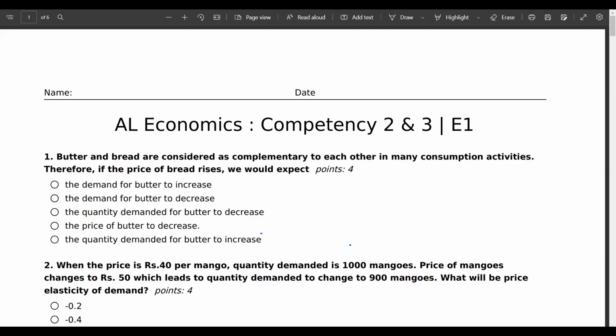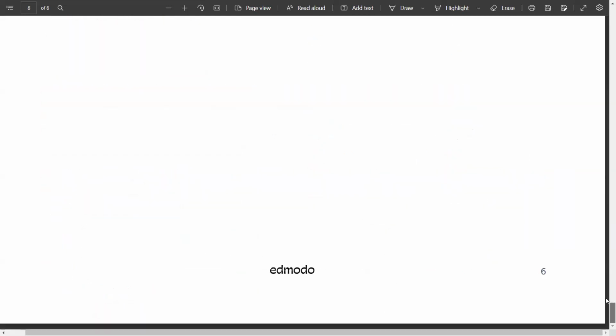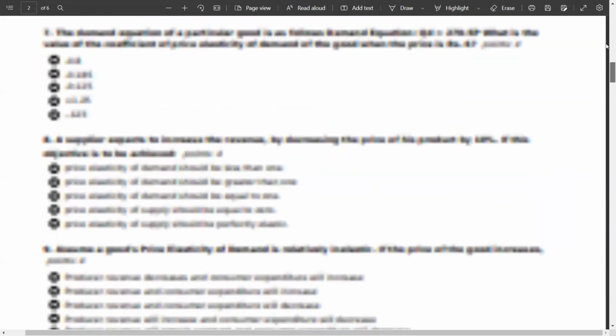Hello everyone. Today we are going to take this paper into discussion. As you can see, it has about 25 MCQs from chapter 2 and 3.